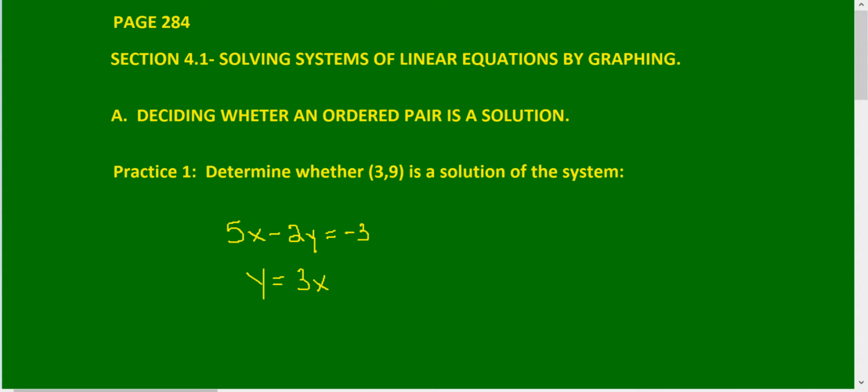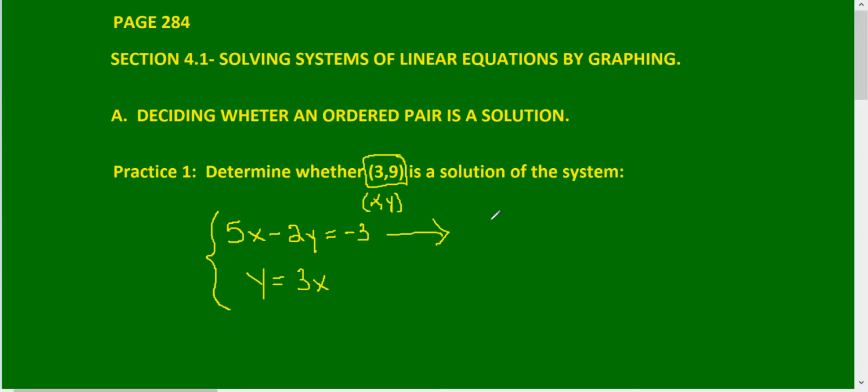Last section of graphing. So first of all, we want to determine whether (3, 9) is a solution of this system here. I explained all that to us, but here we've got this (3, 9). 3 is x and 9 is y. We already know that, so I'm just going to plug it into these equations here. And (3, 9) has to satisfy both equations, not just one of them.